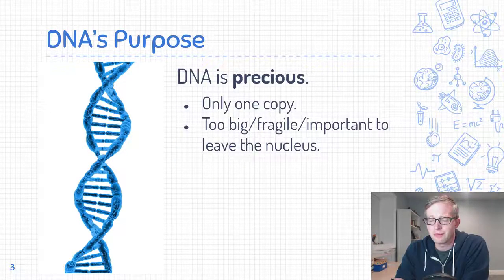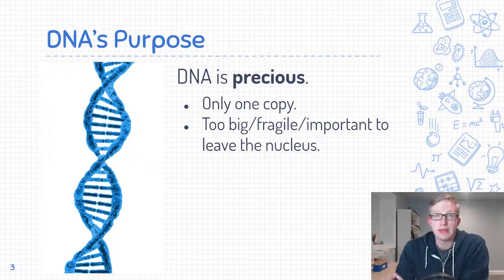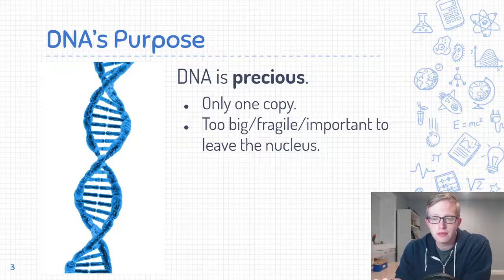Now there's a few problems. The big one is that DNA is precious. Our cell only has one copy of DNA. And the reason why that's important is because if you want your DNA to be providing codes and instructions for a protein that maybe you need to make inside of that cell multiple times a day or multiple times a minute, I don't know, the problem with DNA is that you only have one copy.